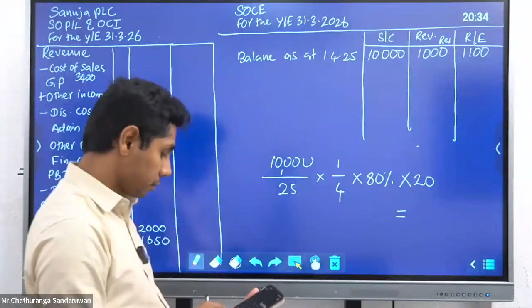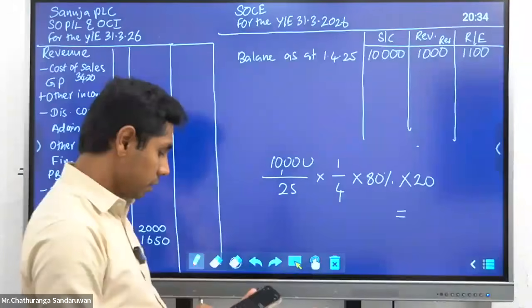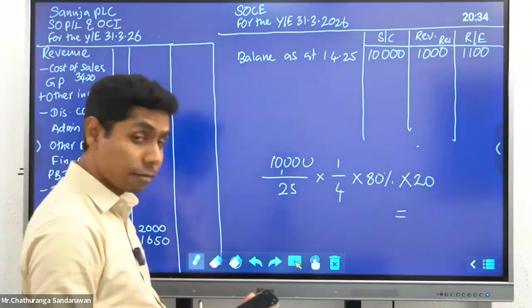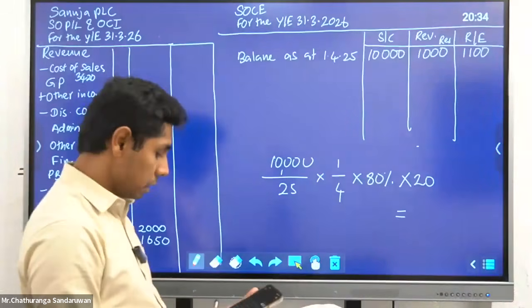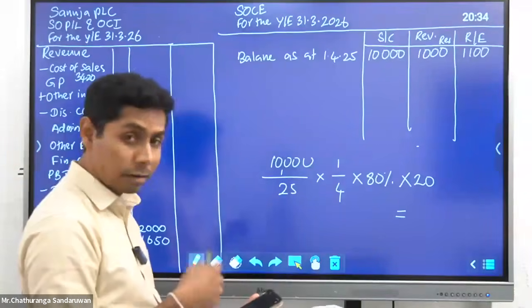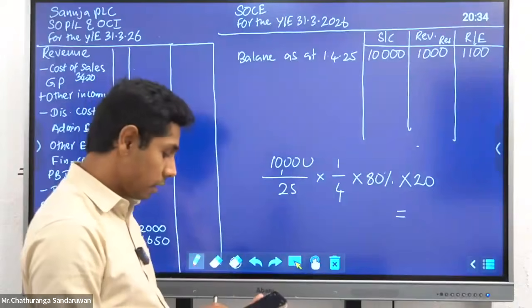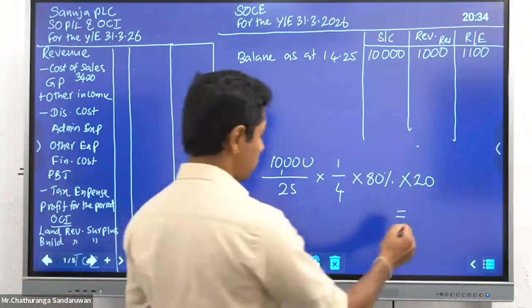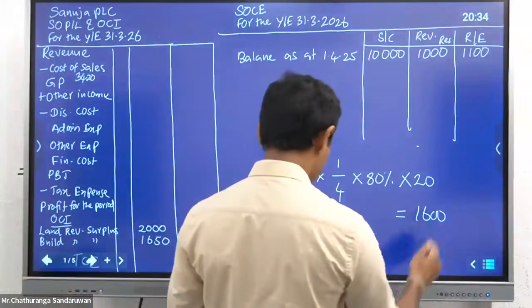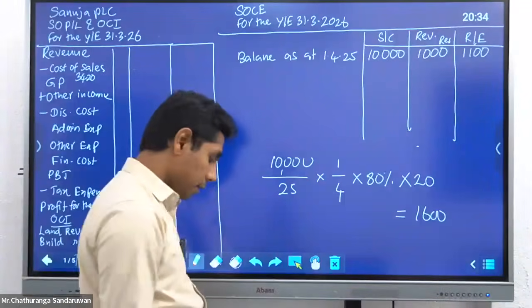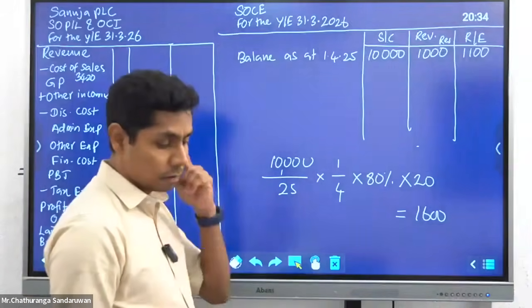10,000 divided by 25 number of shares, it is 400. That is divided by 4, that is 100. Of that 80% is purchased, that is 80. 80 into 20, we get 1,600. Value is 1,600. Right? Now that has not been recorded.